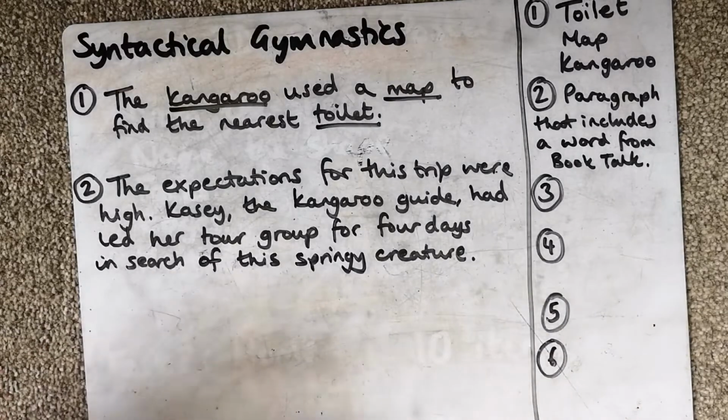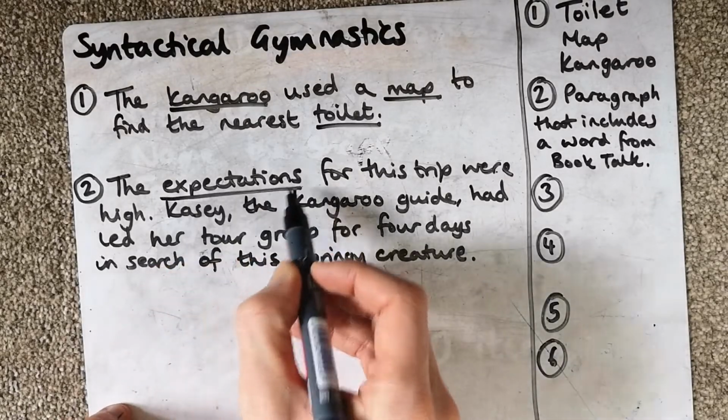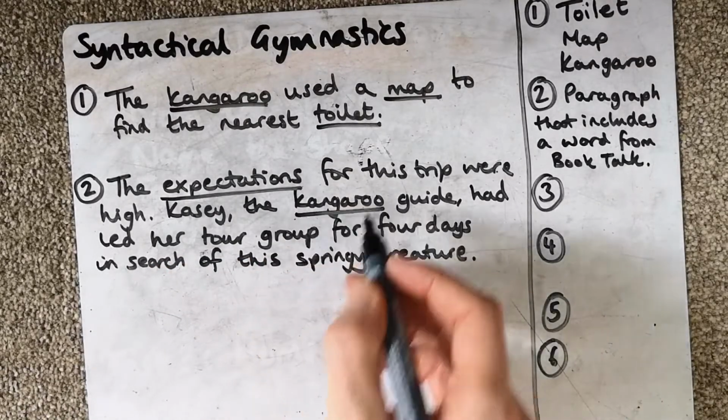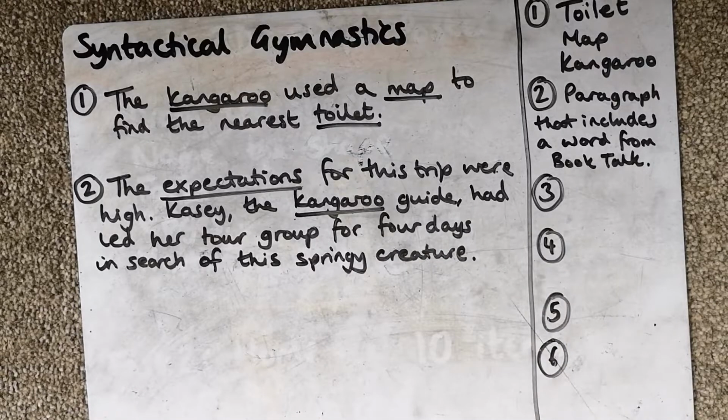So remember, it's coming into more of a story now rather than just linking them together, because so far I've only used kangaroo. One of the words that I did have to use, that I've used from my story, was expectation. So far I've used them. So you might have to just plan a little bit in your head of how you want your paragraph to go. So the expectations for this trip were high. Casey, the kangaroo guide, had led her tour group for 4 days in search of this springy creature.